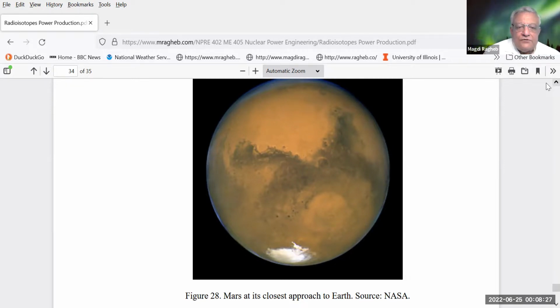you would need to terraform it, maybe evaporate some of that carbon dioxide ice and water ice, and create a greenhouse effect on Mars and make it maybe livable for humans in case the Earth is subjected to some calamity, maybe an asteroid impact or a meteor impact, like what wiped out the dinosaurs 64 million years ago.